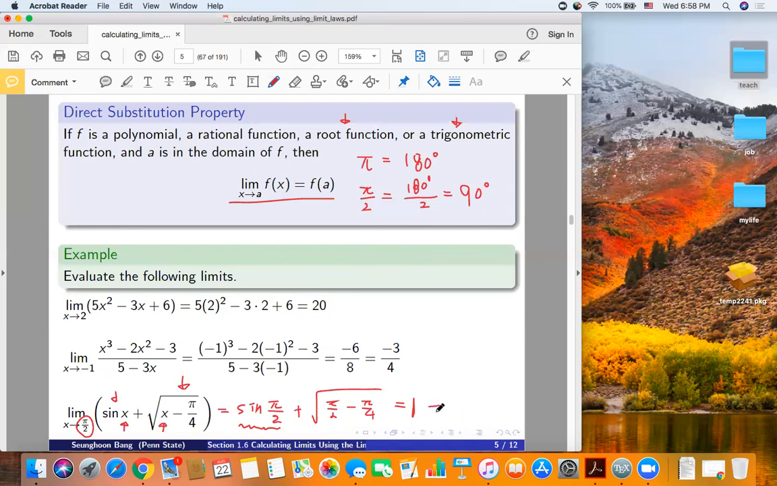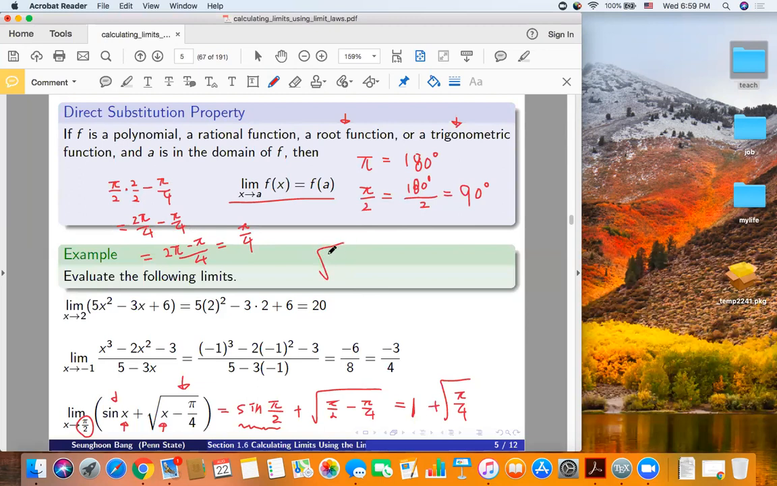So like this, 1 plus the square root of pi over 2 minus pi over 4. How can you calculate pi over 2 minus pi over 4? You can make a common denominator. Multiply top and bottom of the first one by 2. We have 2 pi over 4 minus pi over 4. The 2 pi minus pi is only pi, so pi over 4. So this is the square root of pi over 4.